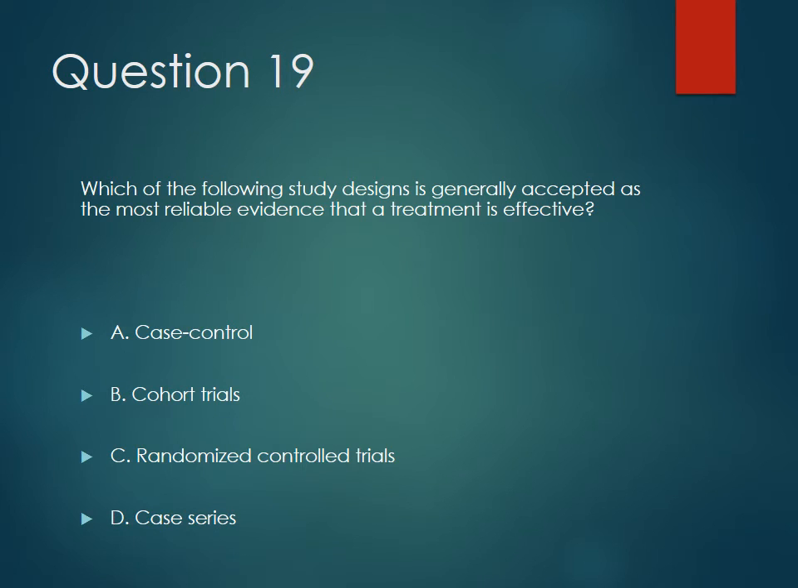Let's do one more. Which of the following study designs is generally accepted as the most reliable evidence that a treatment is effective? Yeah, randomized controlled trials are always going to have the greatest strength of showing that there's actual cause and effect going on here, right? So if I did, say, a case series, what type of study would that be, do you think? Observational? Not necessarily observational, it's more of the descriptive kind, where you're just looking at a number of different cases that occur, and again, you're not drawing any conclusions from that, you're really just describing them, right?